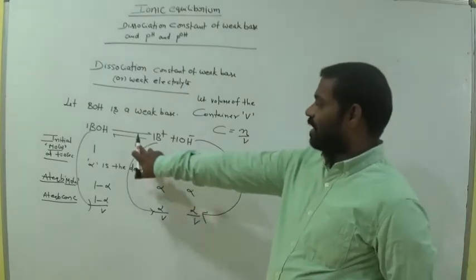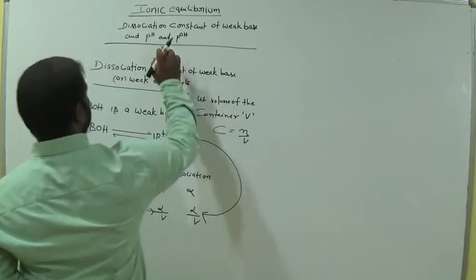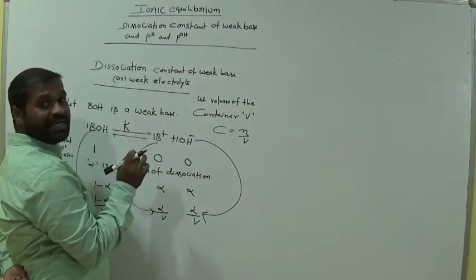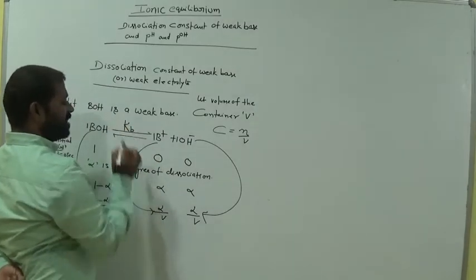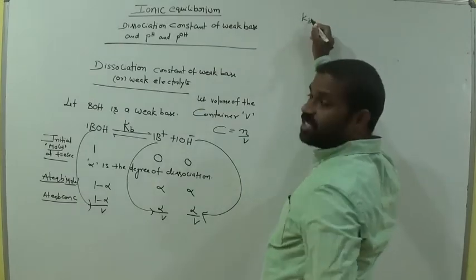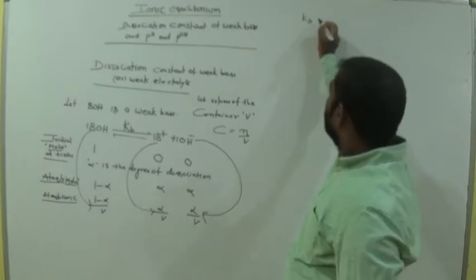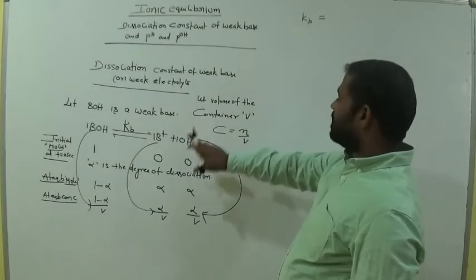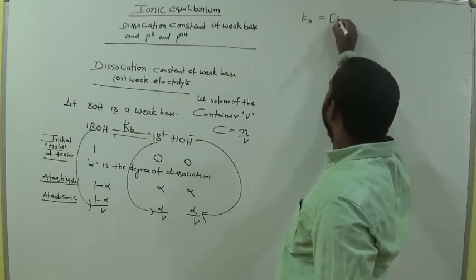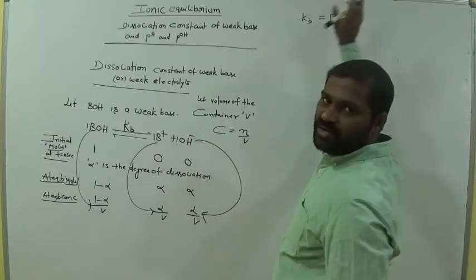So now write the Kb expression. Now it is a base, so what is the base dissociation constant? For an acid we took Ka, but here it is Kb. What is the expression for Kb? Kb is nothing but an equilibrium constant, like Kc. Kb is equal to the molar concentration of products. Molar concentration is represented with square brackets. What is the first one? B plus, and what is the coefficient here? 1, no need to mention 1.